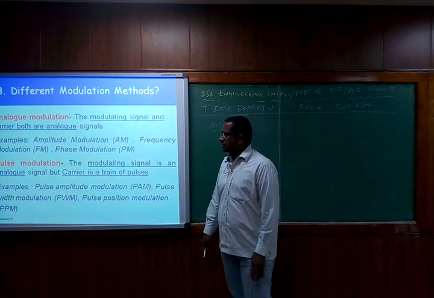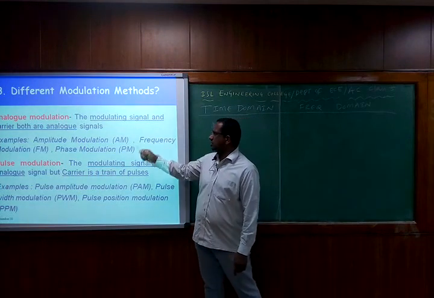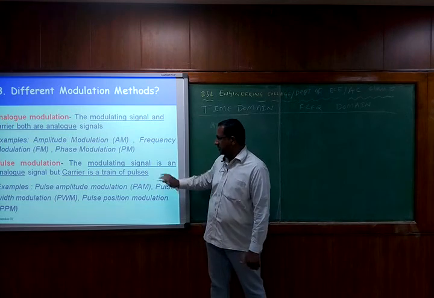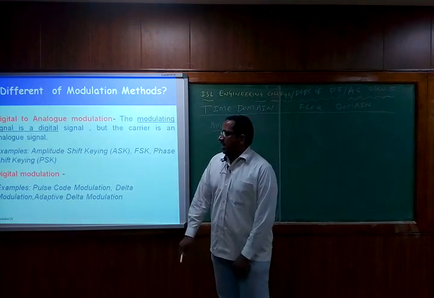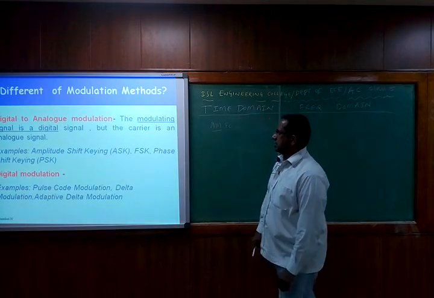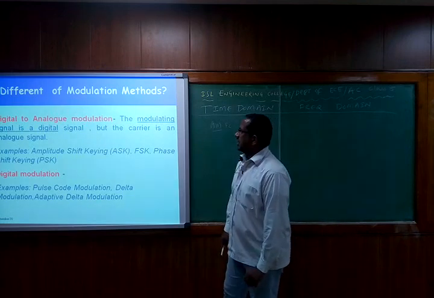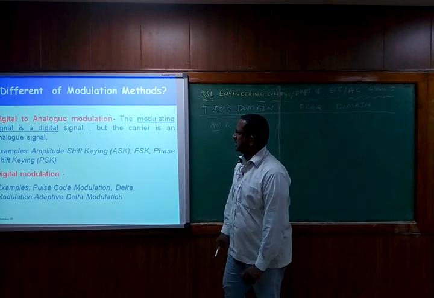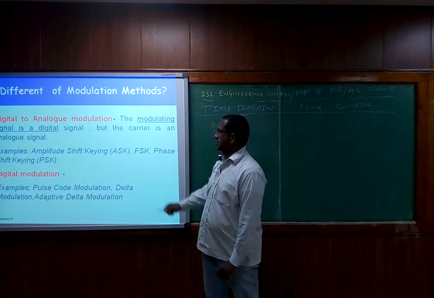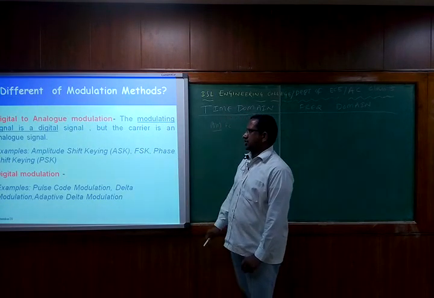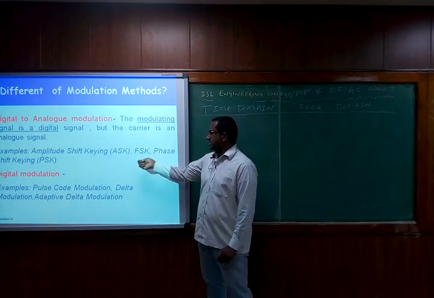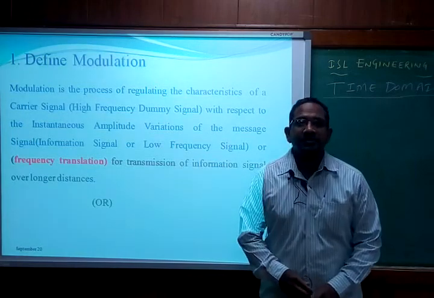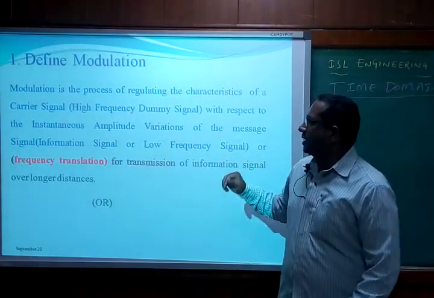Now what are the different modulation methods we have? We have analog modulation, we have pulse modulation. In analog modulation, we have AM, FM and PM. And in pulse modulation, we have PAM, PWM and PPM. This also we discussed. And next is digital to analog type of modulation, where the modulating signal is digital in nature. So it comes under digital communication, but the carrier is analog in nature. What are the examples of this? ASK, FSK, PSK.